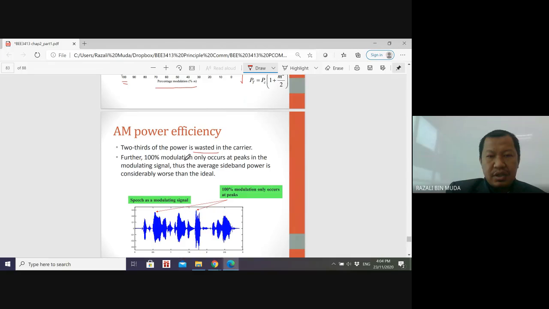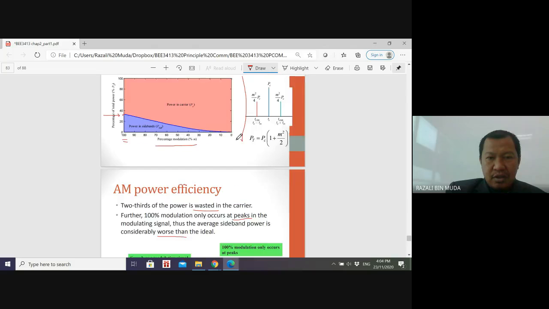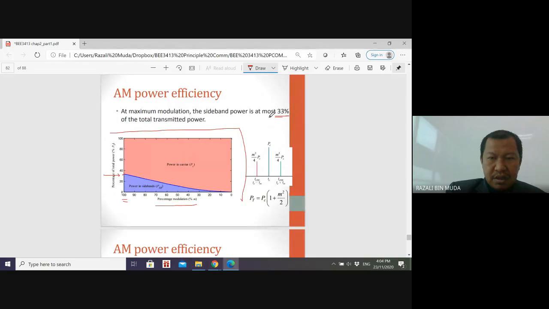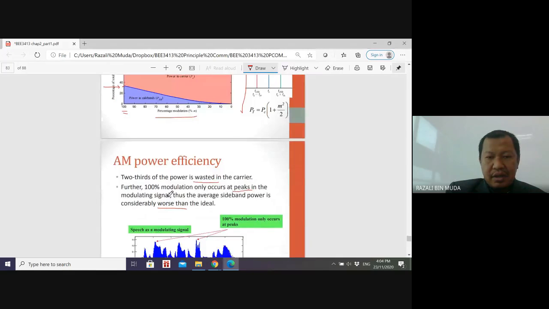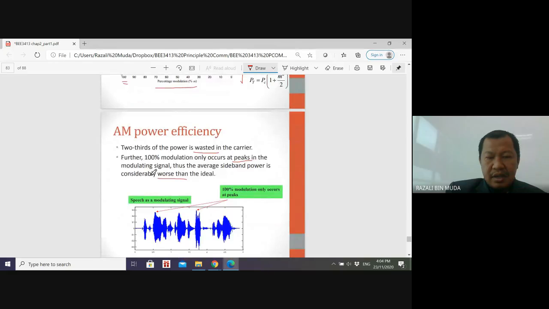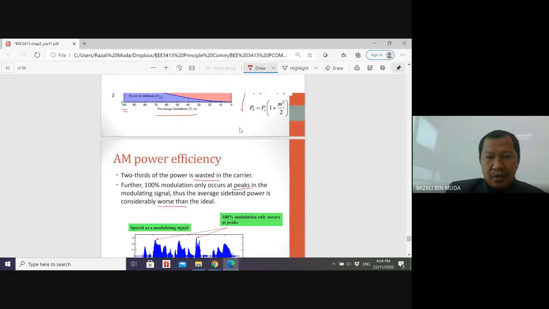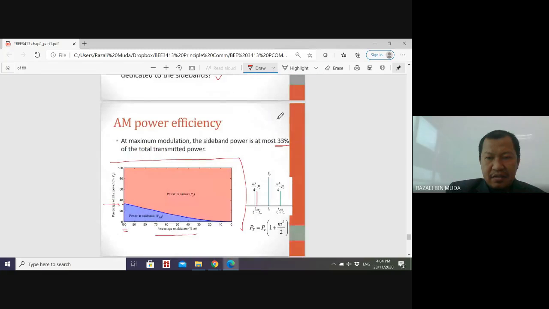Further, 100% modulation only occurs at the peak in the modulating signal. Thus, the average sideband power is considerably worse than the ideal, because it's quite difficult to get the power at peak. So basically, theoretically, you get 33% efficiency, but in practice, you might get lower than this value. Okay.